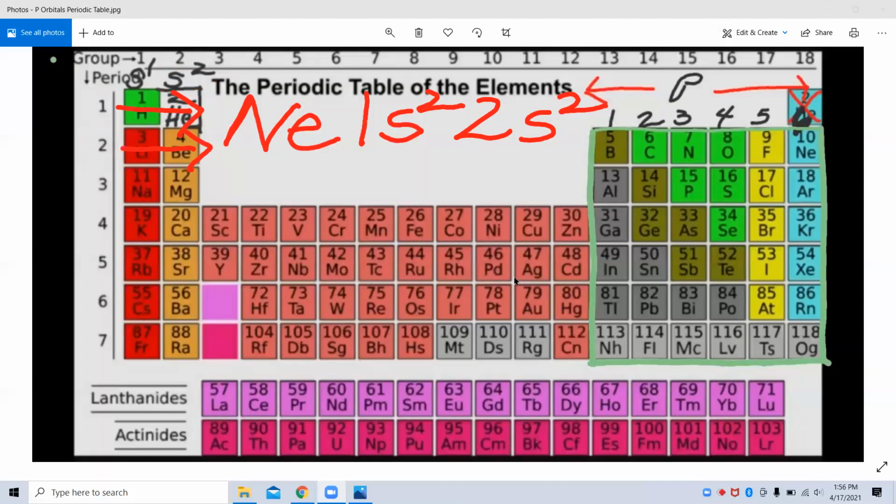Now we're going to hit neon in the p block. There it is, boom, neon. So it's in the second period, it's in the p block, and it's in the sixth column of the p block. So it's 2p6. Now, how do you know you have the right number of electrons? You add the superscript, so that's 2 plus 2 is 4, plus 6 is 10, which is equal to the number of protons in a neutral atom of neon of 10. Okay, so moving right along here.